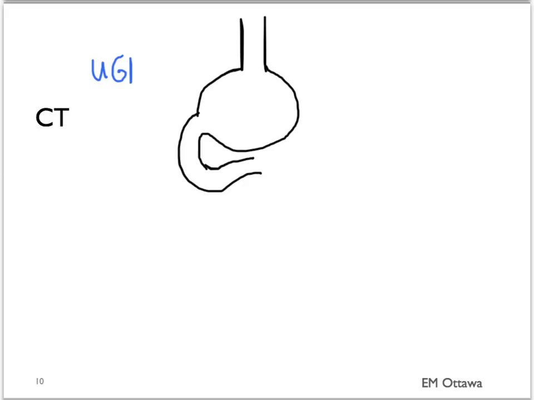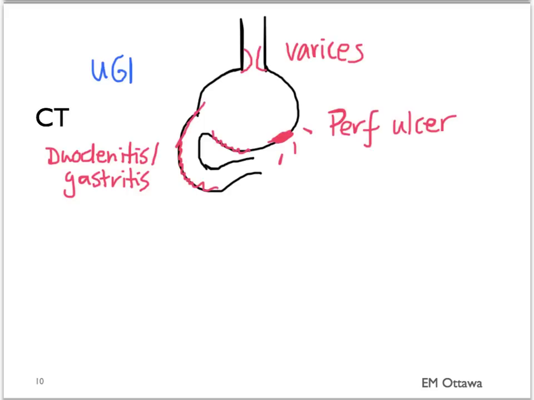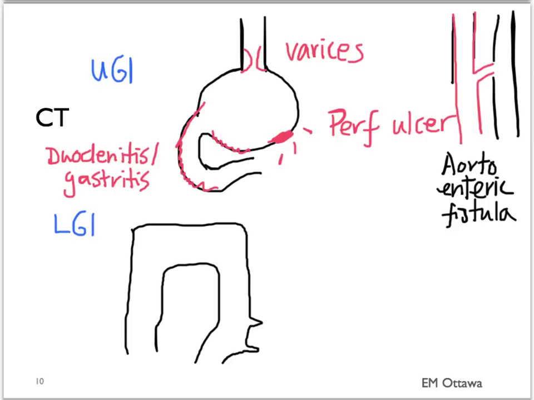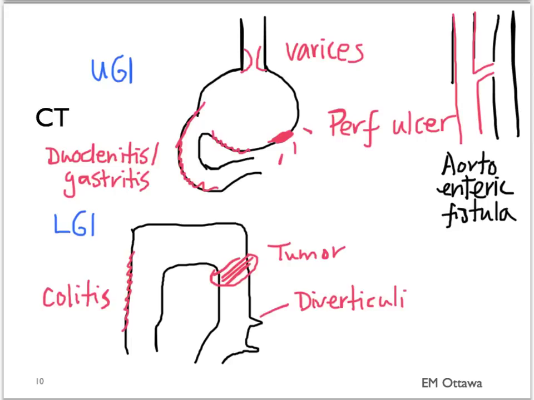CT is quite helpful in diagnosing a few different conditions that can lead to upper and lower GI bleeds. For upper GI bleeds, it can diagnose esophageal varices, perforated ulcers, and sometimes duodenitis and gastritis. It can certainly diagnose aortoenteric fistula. What about for lower GI bleeds? CT can diagnose colitis, tumor, diverticuli. Again, as we talked about before, CT is unable to tell you whether anything is actively bleeding or not.